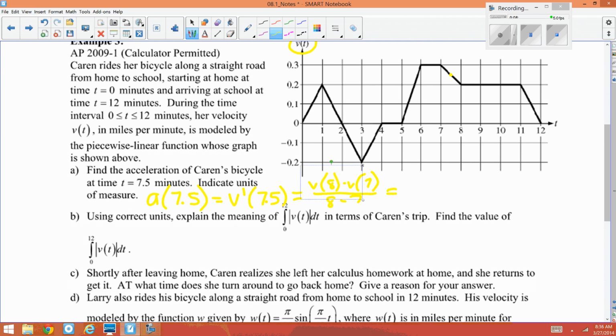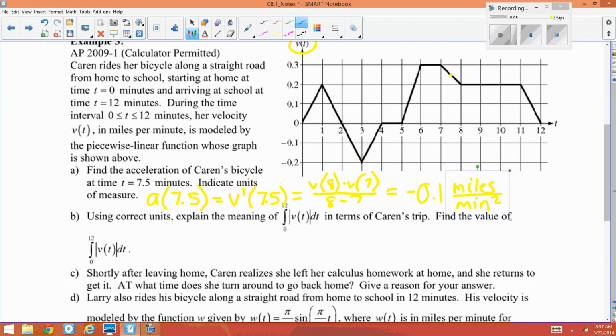And you could put numbers, you could put 0.2 minus 0.3 over 8 minus 7, or if you want to simplify it, it's negative 0.1. And our units, the slope of this, would be miles per minute squared.